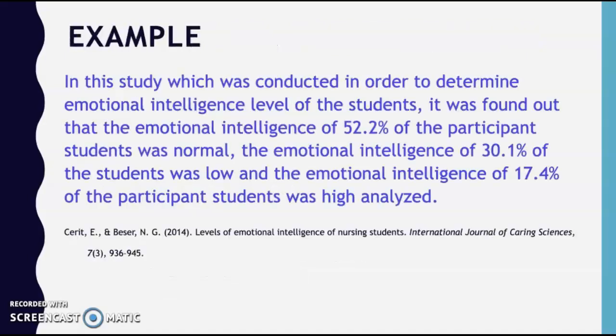For our examples, we will be using the following excerpt from the article Levels of Emotional Intelligence of Nursing Students. The article was published in the International Journal of Caring Sciences, Volume 7, Issue 3, pages 936 to 945. It was written by Serrett and Besser. The excerpt reads as follows. In this study, which was conducted in order to determine emotional intelligence level of the students, it was found out that the emotional intelligence of 52.2% of the participant students was normal. The emotional intelligence of 30.1% of the students was low, and the emotional intelligence of 17.4% of the participant students was high analyzed.